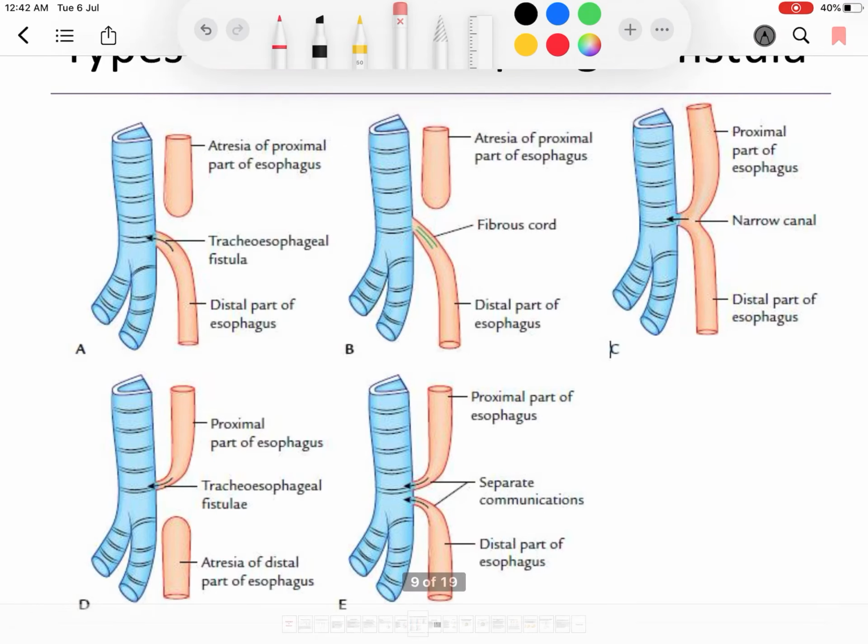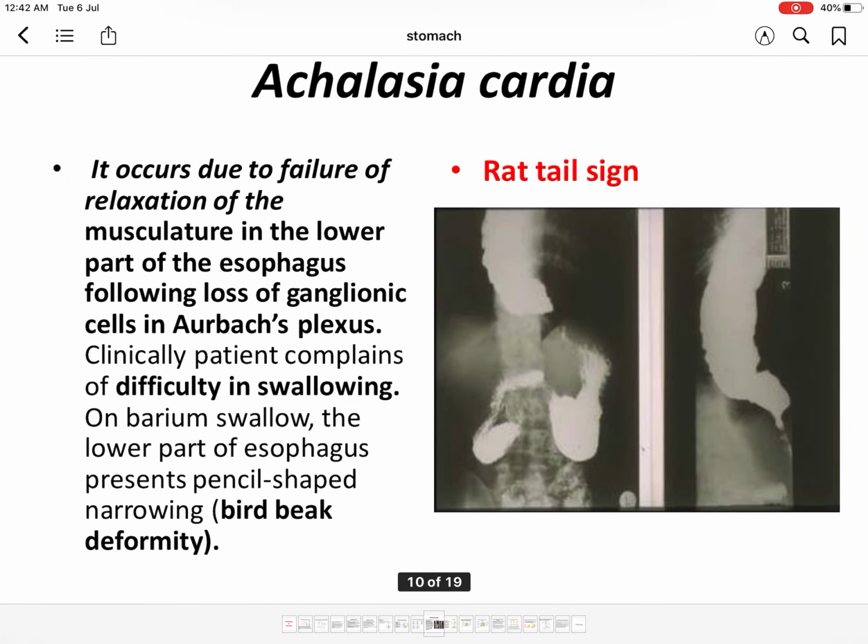tracheoesophageal fistula. Now achalasia cardia. It is due to failure of relaxation of the muscles in the lower part of the esophagus, or we can say if the lower esophageal sphincter fails to relax, that condition is called achalasia cardia, and it is due to loss of ganglionic cells in the Auerbach plexus.